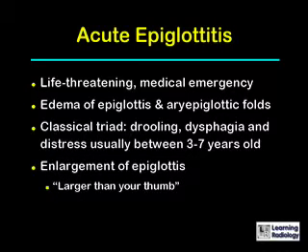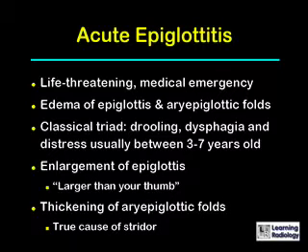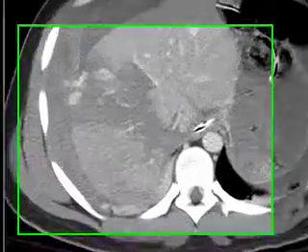The epiglottis becomes enlarged. It's larger than your thumb, and there is thickening of the aryepiglottic folds, which is the true cause of stridor in these patients. Here is the next case.